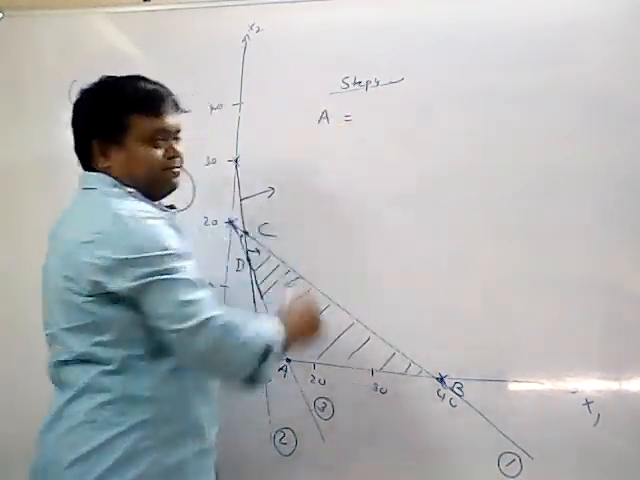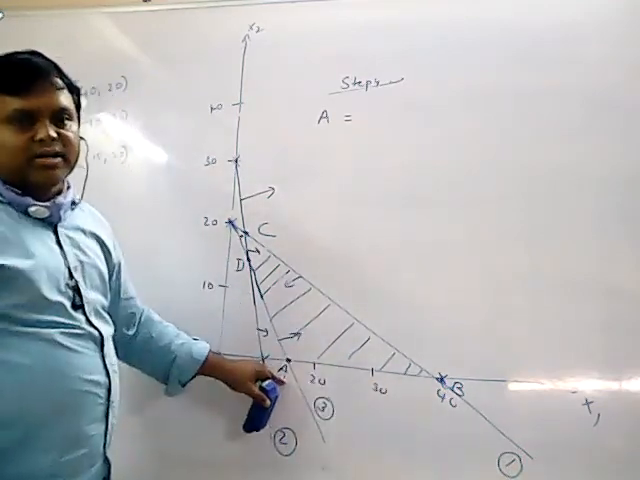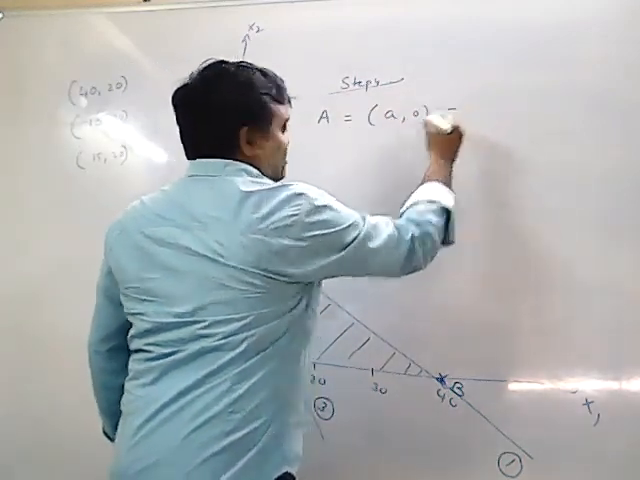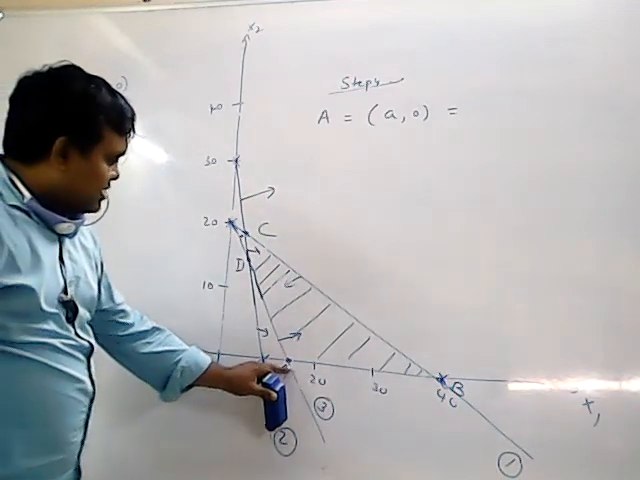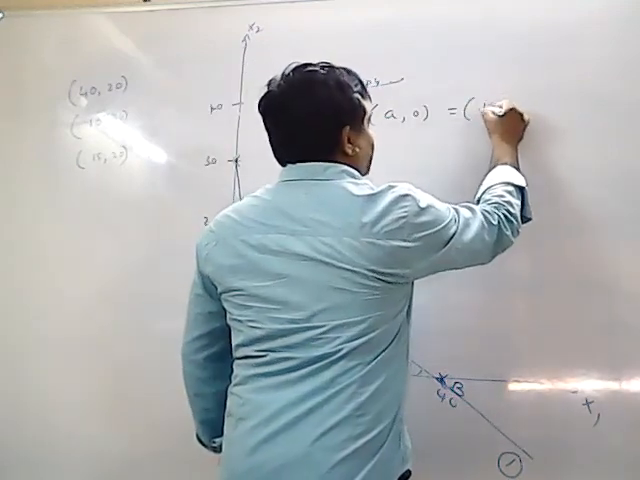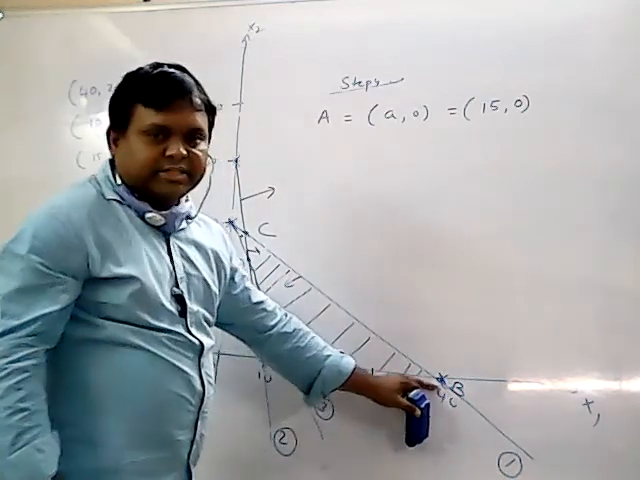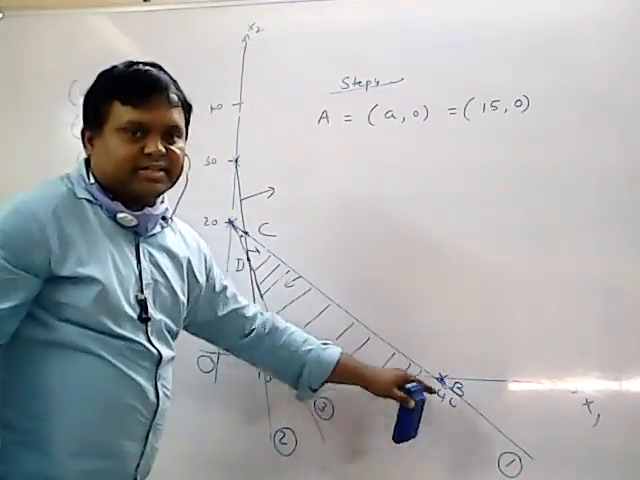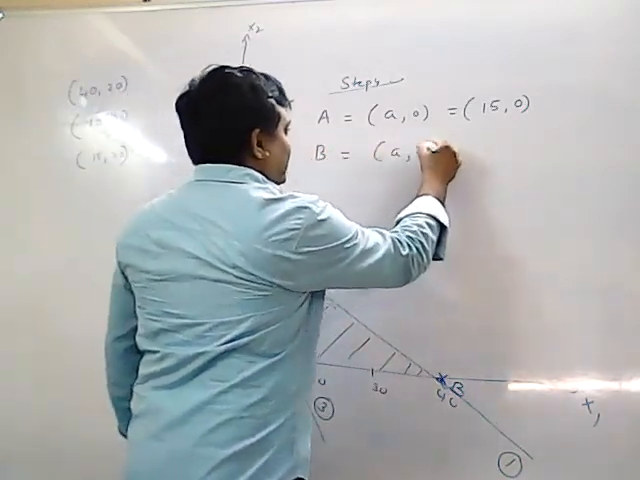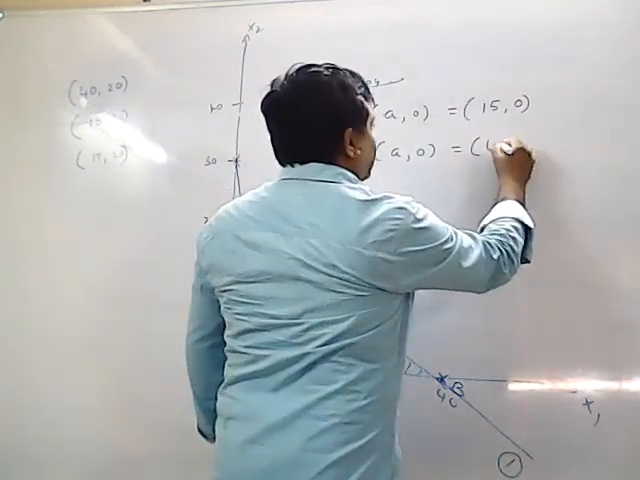The first corner point is A. A is on the x-axis only. The x-axis point is A comma 0, and the value is 15, between 10 and 20. So 15 comma 0. Next, the B point. B is also an x-axis point, the x1 axis. So the point is B comma 0, and the B value is 40. So that means 40 comma 0.